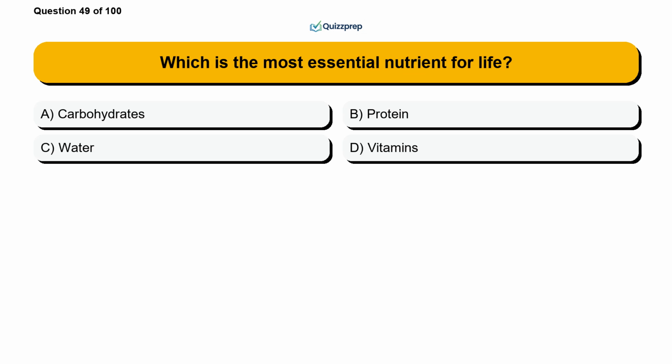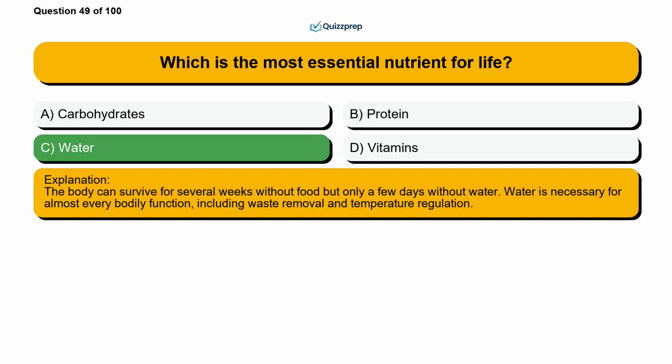Question 49. Which is the most essential nutrient for life? Option A. Carbohydrates. Option B. Protein. Option C. Water. Option D. Vitamins. The correct answer is option C. Water. The body can survive for several weeks without food but only a few days without water. Water is necessary for almost every bodily function, including waste removal and temperature regulation.